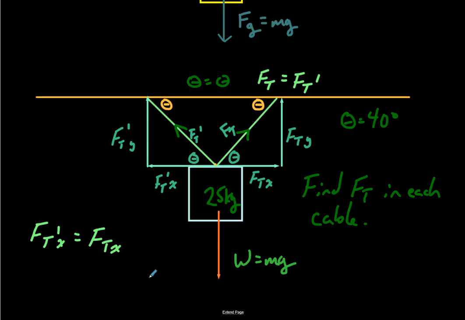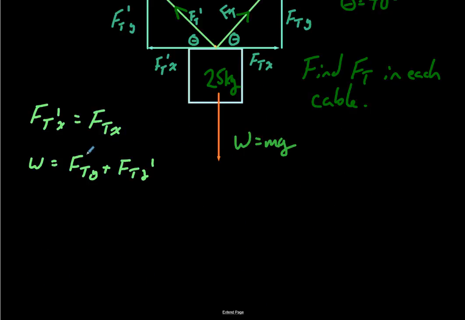Okay, and then the other thing we know is this, that the weight is shared equally, right? The weight is shared equally by Fty and Fty prime. Okay, and the other thing we know about this, right, if these angles are equal, these hypotenuses are equal, well, these values are equal. Okay, so if these two values are equal, we could then say that half the weight is equal to one of these things.